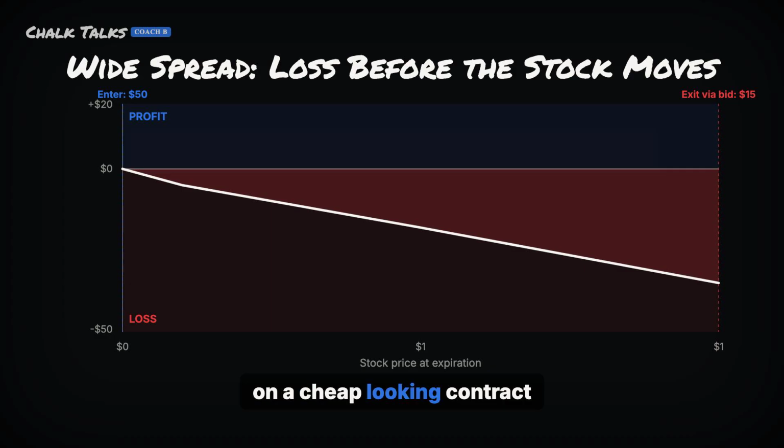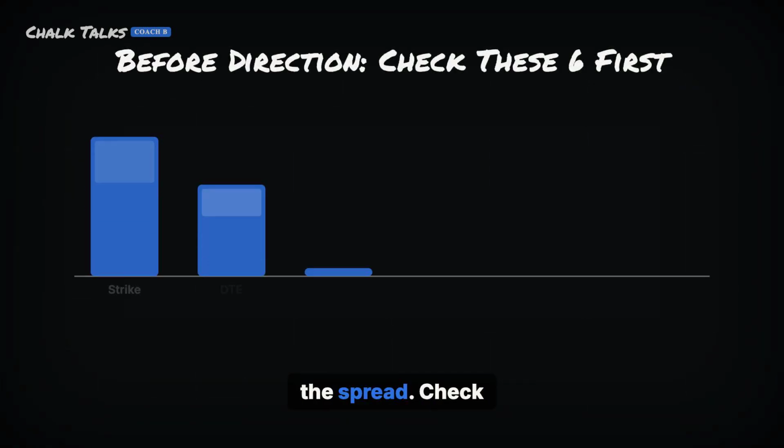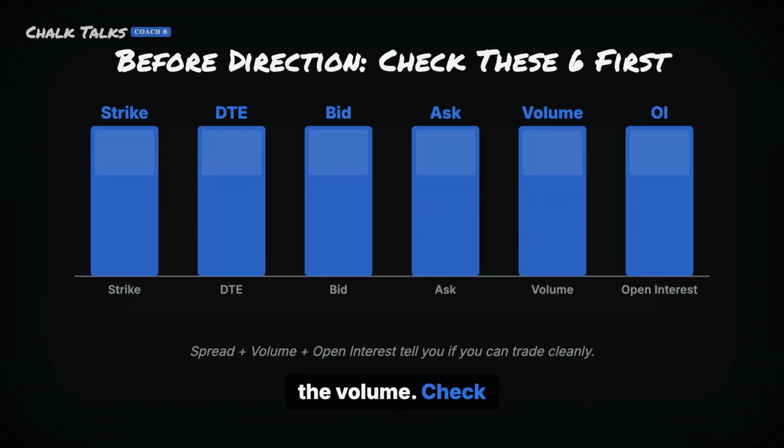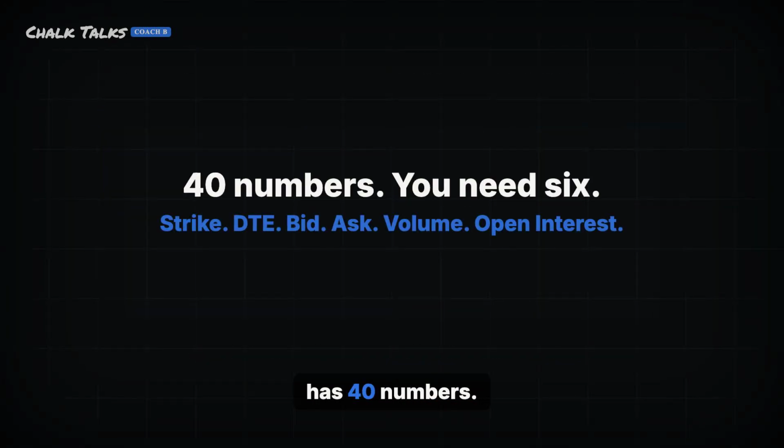Wide spread on a cheap-looking contract is one of the most common ways beginners lose money before the stock even moves. So before you ever think about direction, before you think about whether the stock goes up or down, check the spread, check the volume, check open interest. Make sure you're in a contract that will actually let you trade cleanly. The chain has 40 numbers. You need those 6. Start there every time, and the rest of it starts making sense.